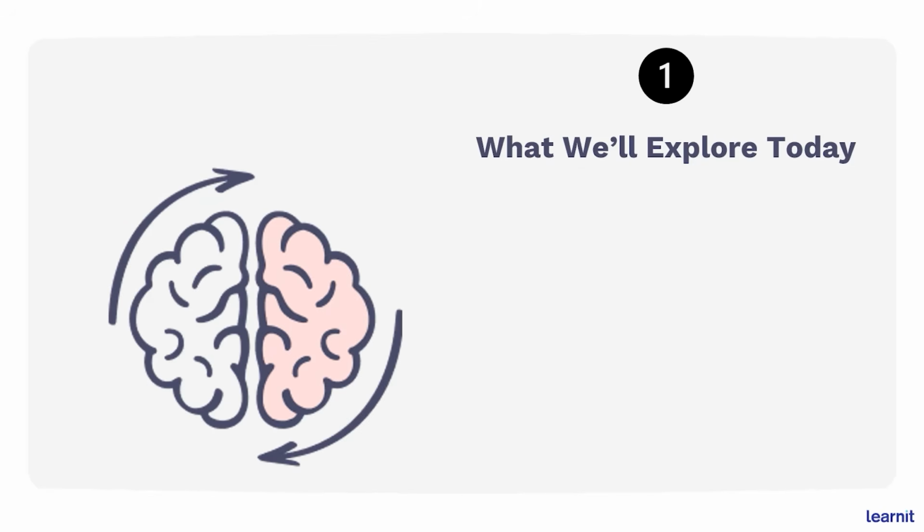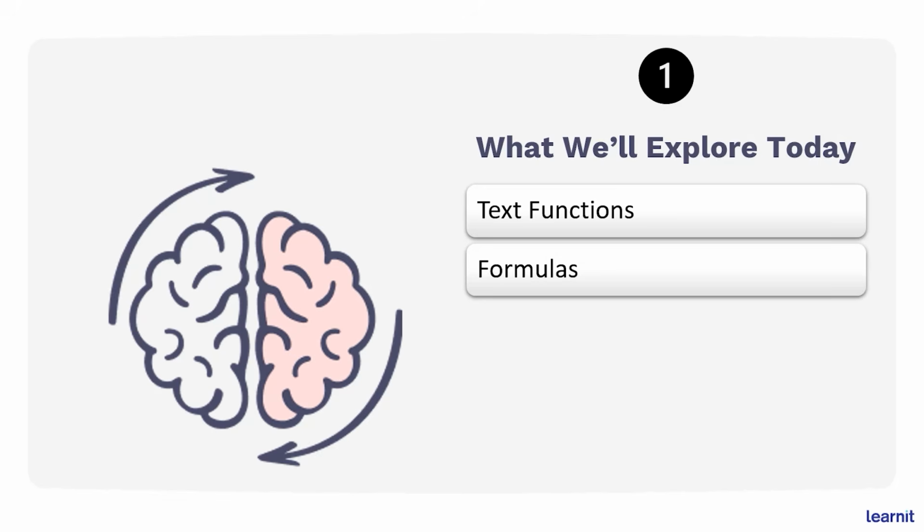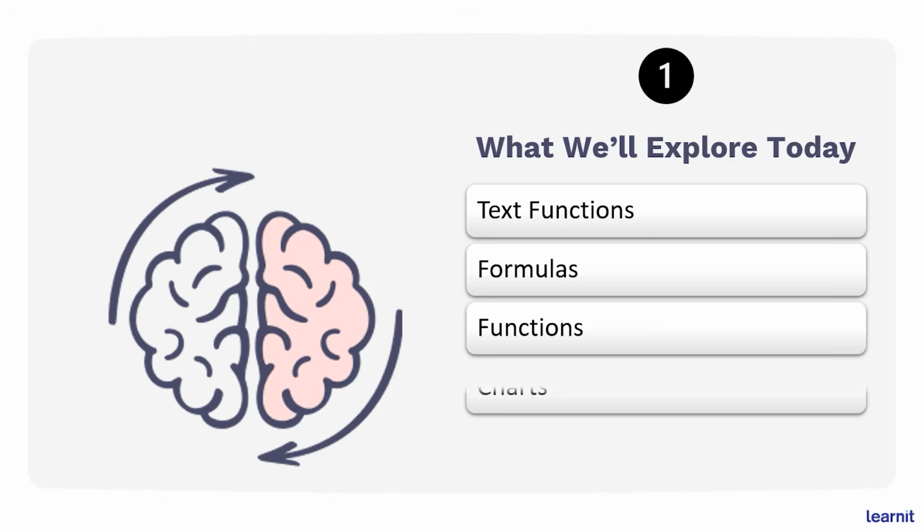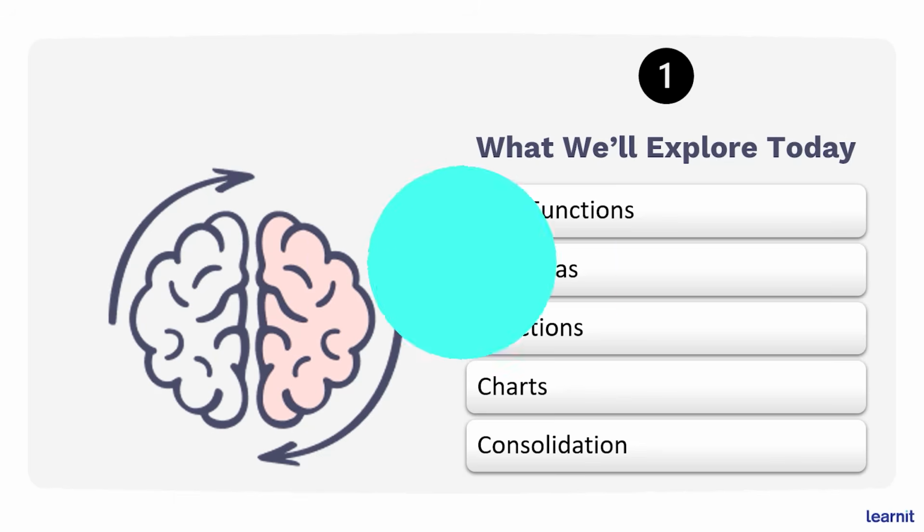Here's what we'll explore today for Module 1. We'll take a look at text functions. How can we use text functions to clean up or improve our data set? We'll take a look at formulas. We'll also use some really useful functions. We'll also take a look at charts. And then finally, we'll take a look at how we can use a three-dimensional tool to consolidate different worksheets into one. Go ahead and grab the practice file. Make sure to download it and open it and come right back and we'll dive right in.